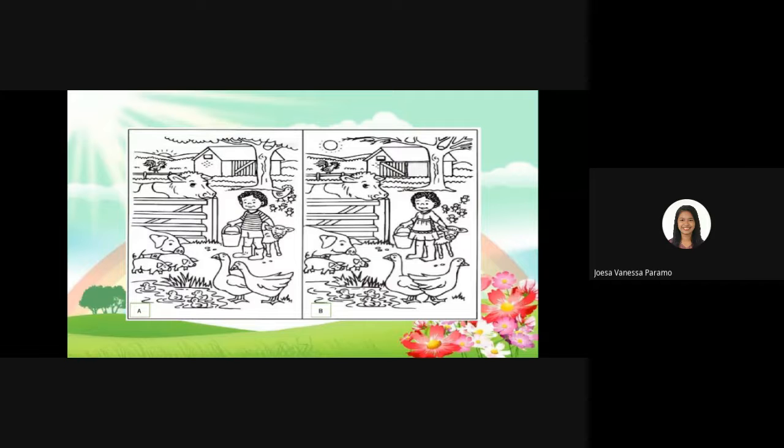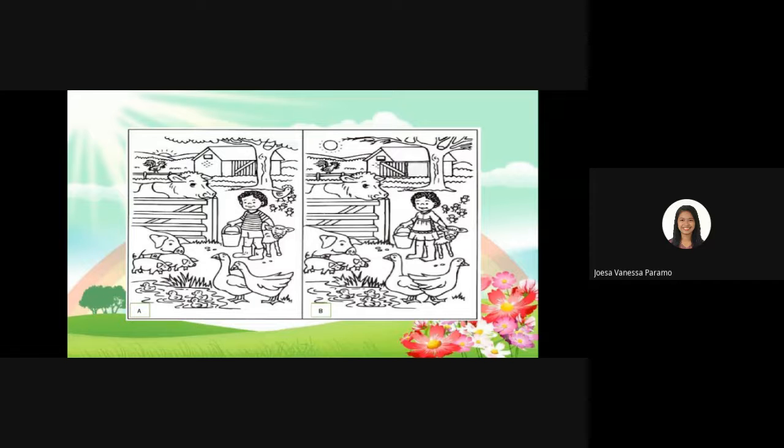No. Why? Because in feature A, there are 17 animals compared to feature B, which has only 16 animals. Excellent. And number three, it's early morning when girl A feeds the animals. Your answer is yes. And four, girl B is more than ready to feed the farm animals. Okay, no. Why? Very good, because she was feeding her animals at noon.